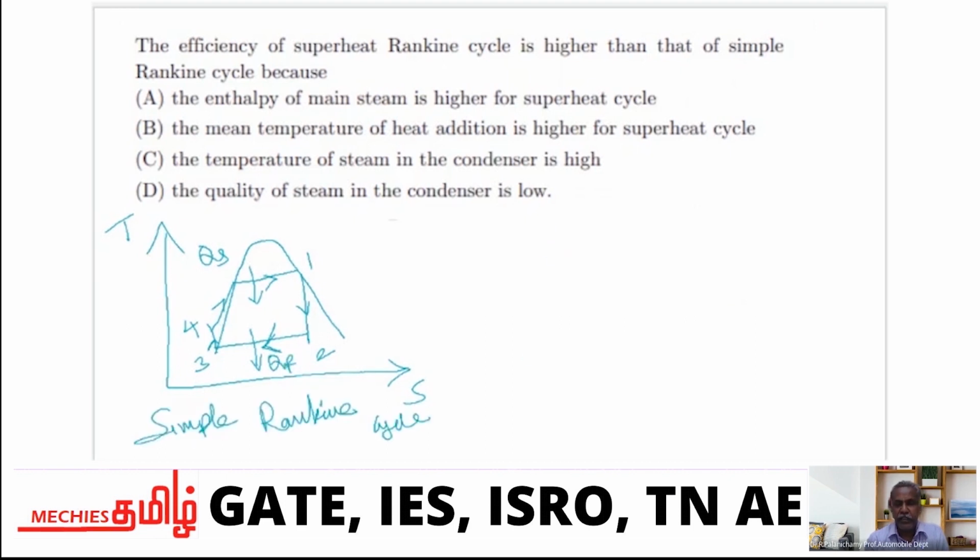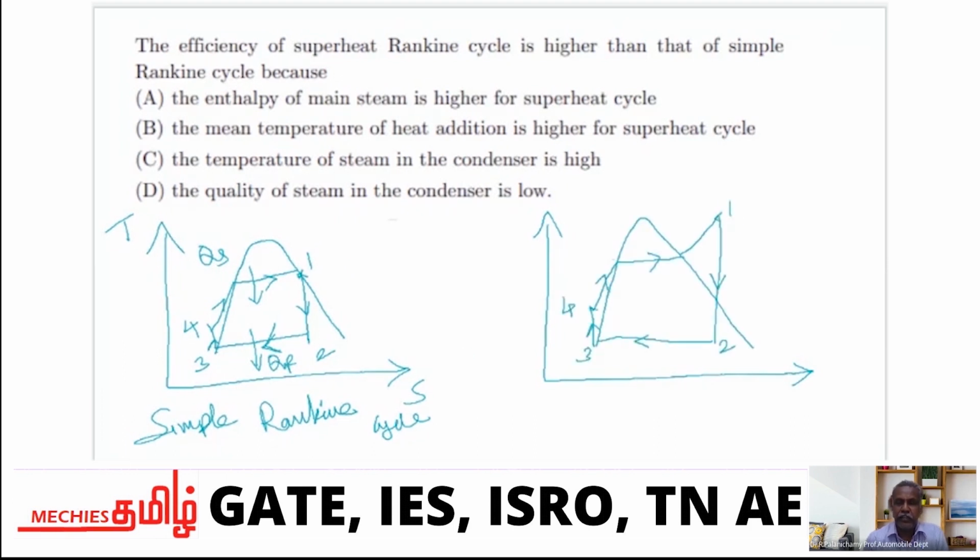Then the superheat Rankine cycle. That is, at the inlet of the turbine, steam is superheated. This is 1, 2, 3, 4. This is the heat supply, this is heat rejected. Superheated Rankine cycle. The efficiency of the superheat Rankine cycle is higher than the simple Rankine cycle because the enthalpy of the main steam is higher for the superheat cycle. The mean temperature of heat addition is higher for the superheat cycle. The temperature of steam in the condenser is high. The quality of steam in the condenser is low.